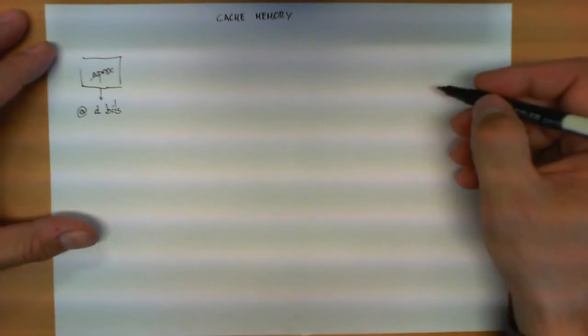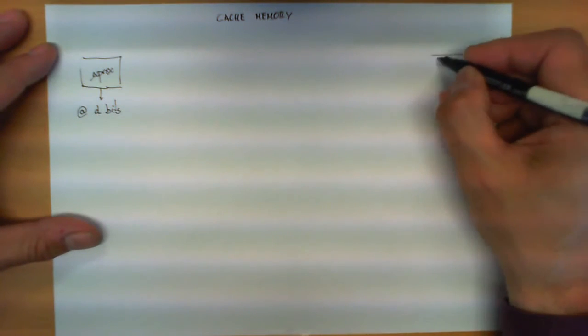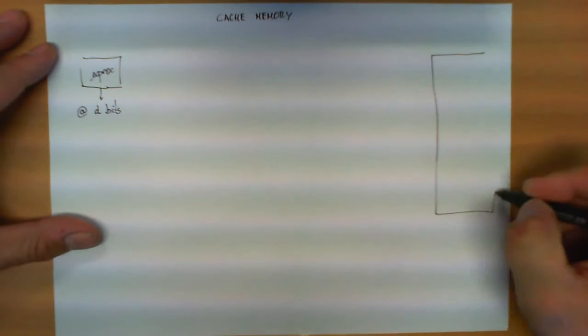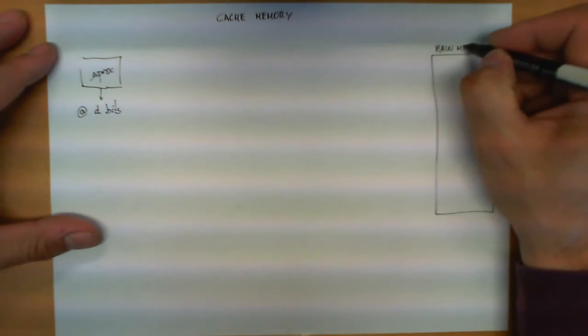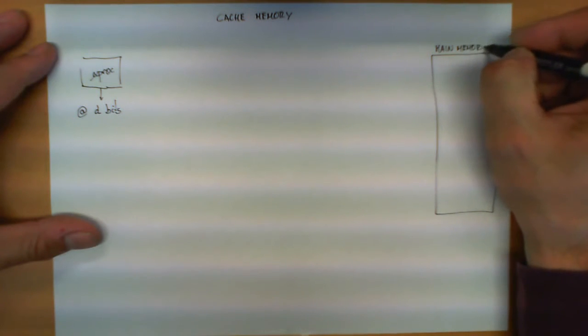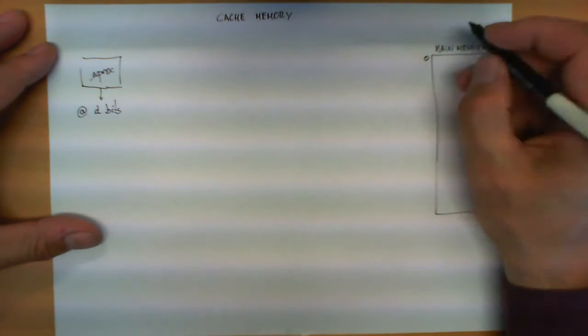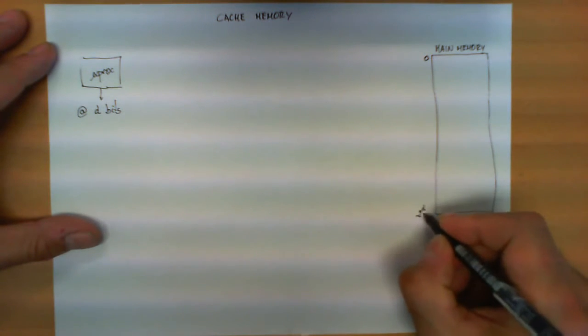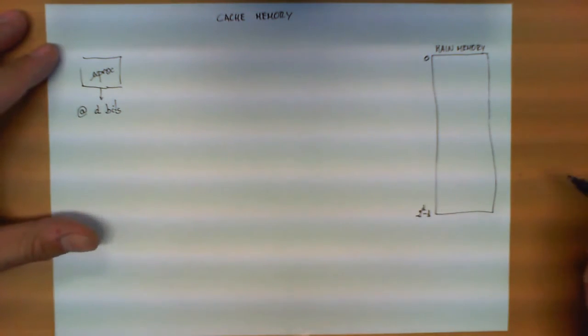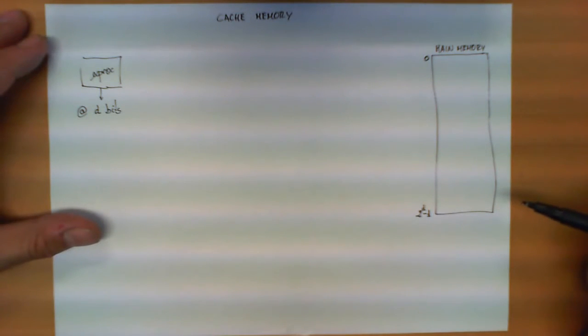What this means is that on this other side we have the main memory, which has then addresses from 0 to 2 to the D minus 1. This is the conventional situation.